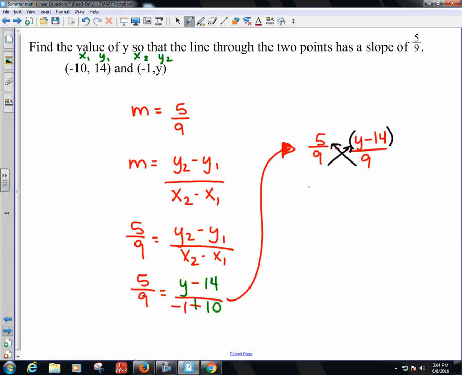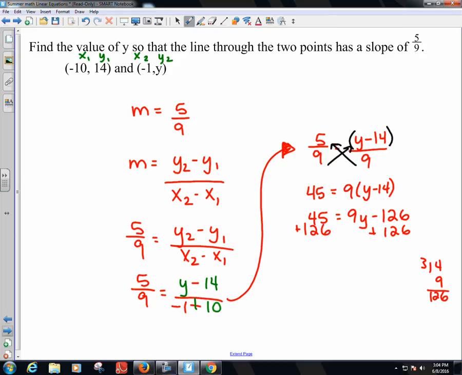So 5 times 9 is 45. And 9 times y minus 14 is going to simplify to 9y minus, I don't know what that is. 6 carry the 3, 126. All right. I got to solve for y, which means I have to get everything that isn't y on the other side of the equal sign. So I'm going to add 126 to both sides. So I end up with 9y equals 171.